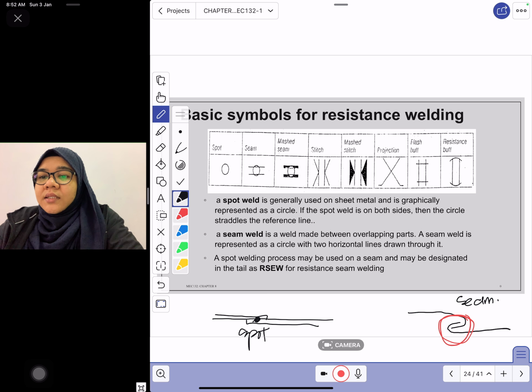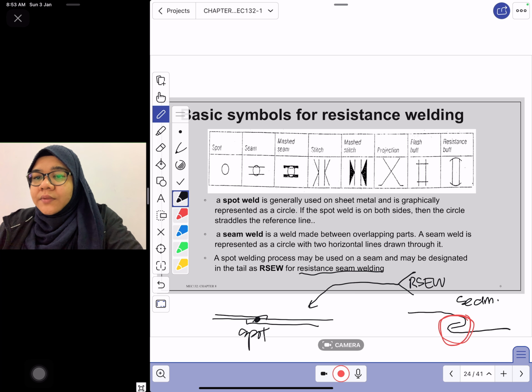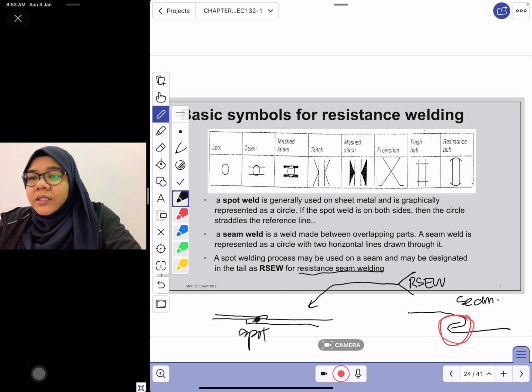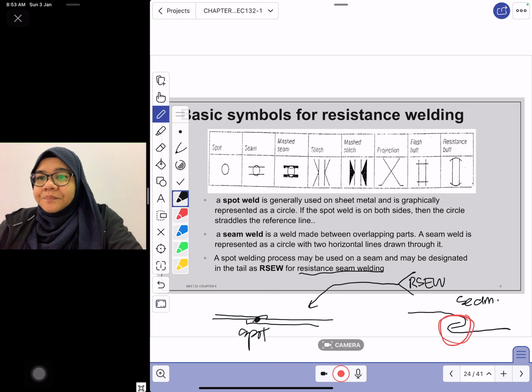Okay, and then a spot welding process may be used, a seam may be designated in the tail as RSEW. Okay, kita letak dekat tail kan. Ini leader, reference line, tail. Kita letak kat sini RSEW, itu maksud dia. Resistant seam welding. Tak detail dekat situ. Okay, yang saya cakap adalah description. Any description yang kita nak tambah, kita just letak dekat tail. Okay, and so on lah.